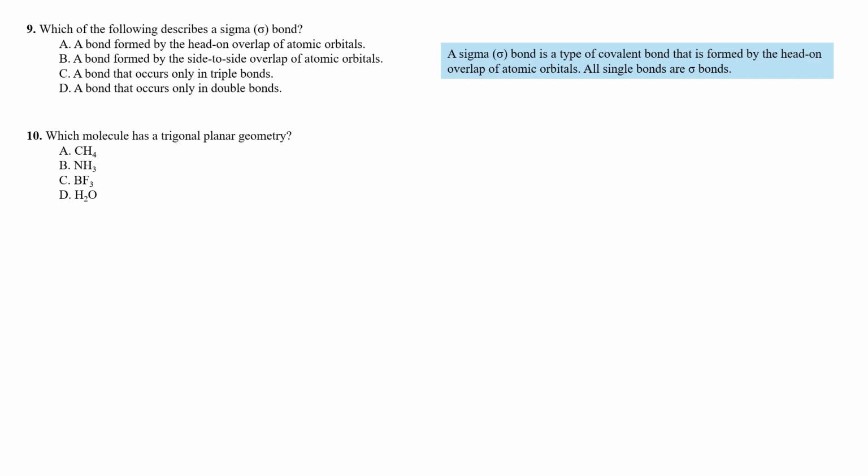BF3: boron is attached to 3 fluorine atoms. 3 bonds and 0 lone pairs, that is trigonal planar geometry. Last one, H2O. In the H2O molecule, oxygen is the central atom. There are 2 hydrogens attached, 2 bonds and 2 lone pairs on oxygen. That is a bent shape, or we call it angular shape.